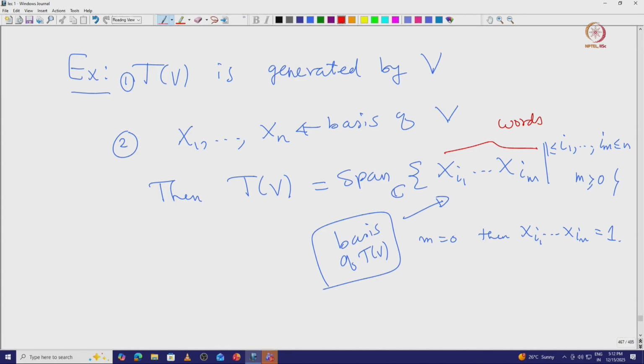Note that TV is kind of a universal object that is generated by V. So, these x_i will not have any relations among them. So, they are non-commutative variables.